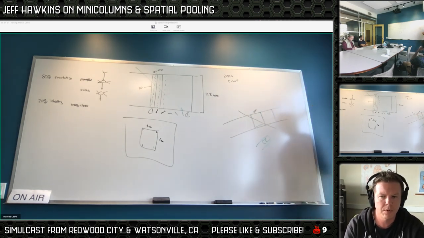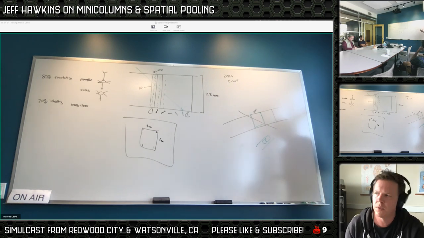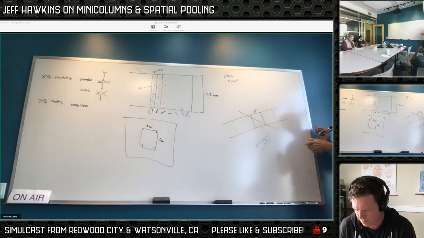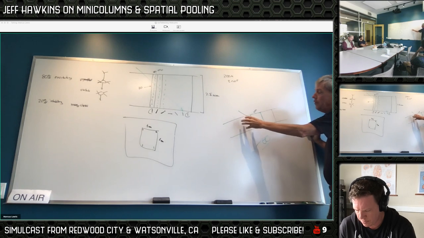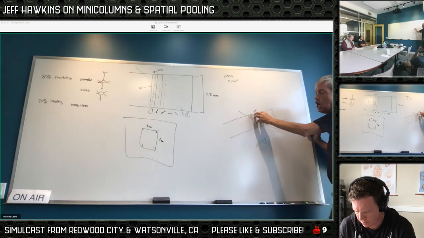So he has a famous paper, well, not famous, but one I read a lot, that makes the argument that this sort of columnar organization exists everywhere.